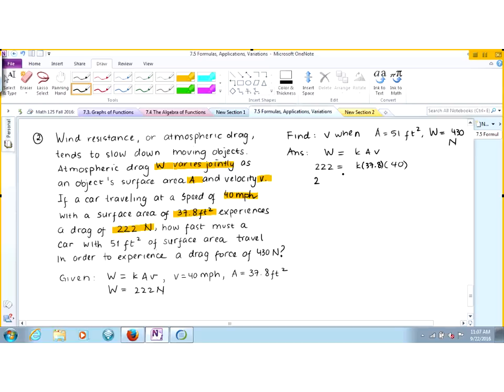Because it didn't say, look at these. W varies generally as an object's area and velocity. So no, there's no AV square or nothing. It doesn't say anything about the square. So it's just whatever it is. 222 is equal to, what is it, 37.8? Oh, 1512? Okay. Then how do we solve for K?